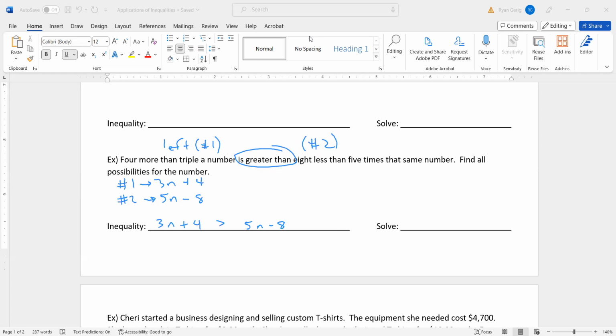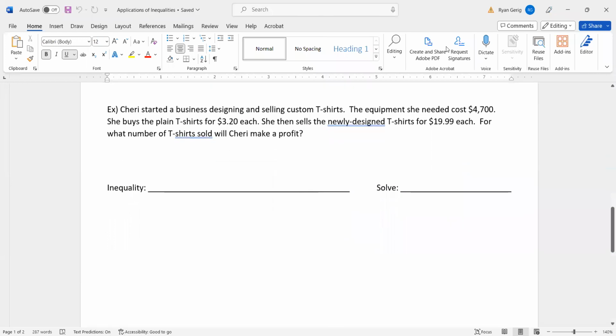Find all possibilities. So now we're going to subtract 3n, just solve it like we've been doing. I get 4 is greater than 2n minus 8, add 8. This one works out nicely, which is great. So I get 6 is greater than n. I like to write my variable first. In this case, n is less than 6. So any number less than 6 would work with this description. Pretty easy one there, because you don't have to really interpret the solution. It's a nice whole number. Last one.